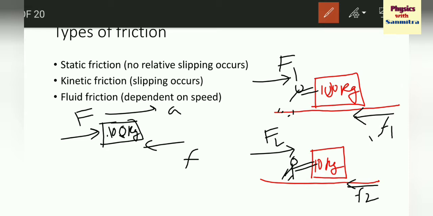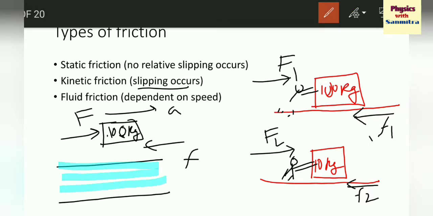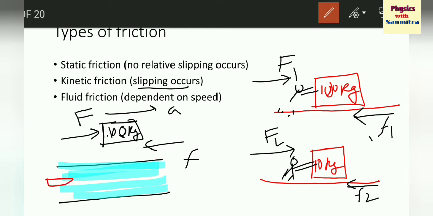That is, it is slipping with respect to the ground, so it is kinetic friction when slipping is occurring. And another type of friction there is, that is called fluid friction. Suppose I have a tube which is filled with water, and I am firing a bullet inside the tube. What will happen? The bullet will slow down and will fall. Whereas in case of air, the bullet will go up to a long distance, then it will fall.